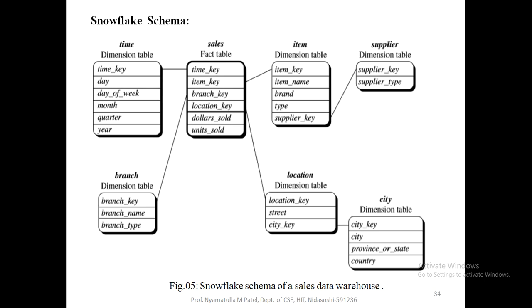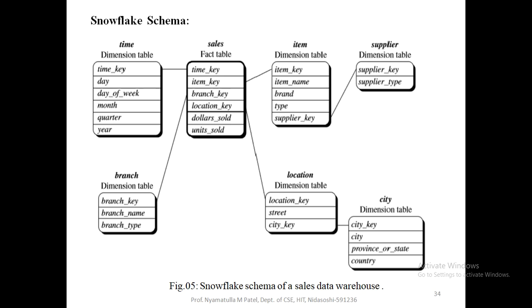location and city. The city key in the new location table links to the city dimension. Notice that when desirable, further normalization can be performed on province or state and country in the snowflake schema, as shown in the figure. So this is a snowflake schema. It is similar to the star schema, but the only thing is we have normalized some of the dimension tables.